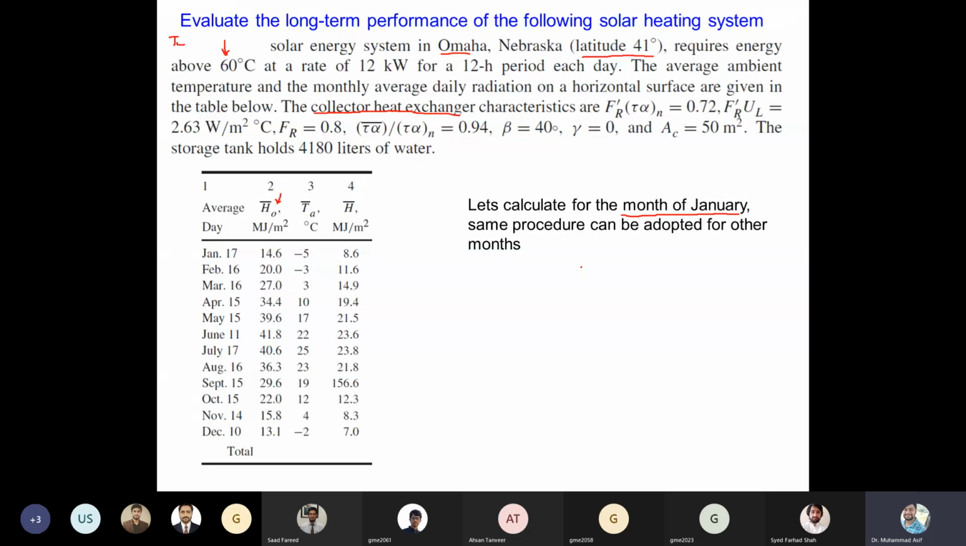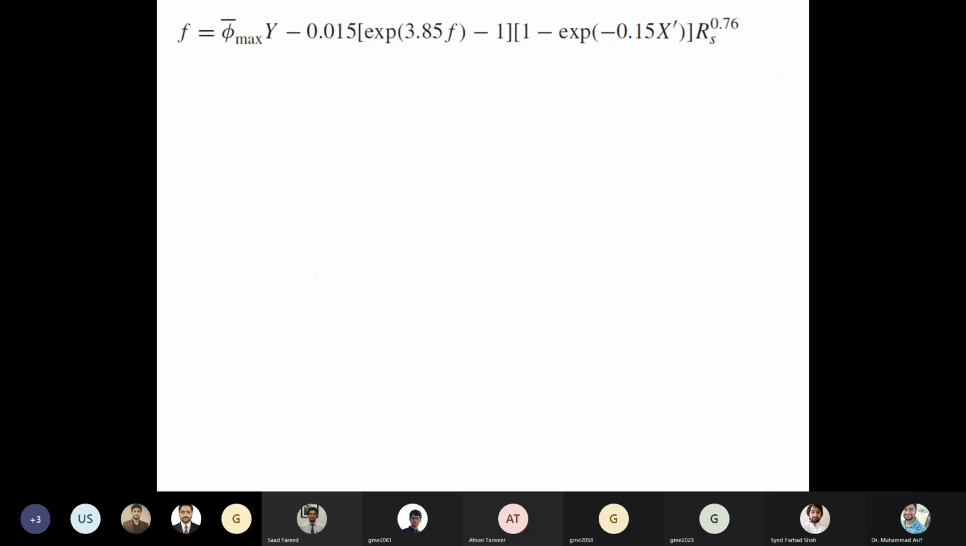Now, next is, to get the performance, let's say we calculate for one month only, let's say for the month of January, and then we can adopt the same procedure for the remaining months, and then we can have the weighted average value for the small f, and then we can calculate the capital F, which is the annual solar load fraction.